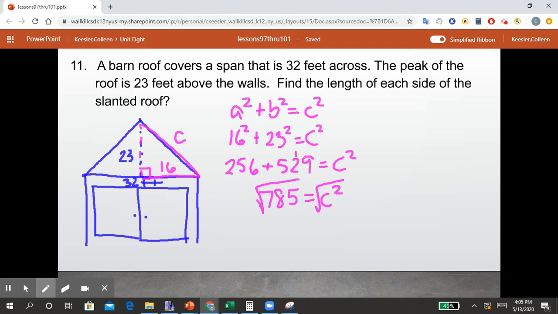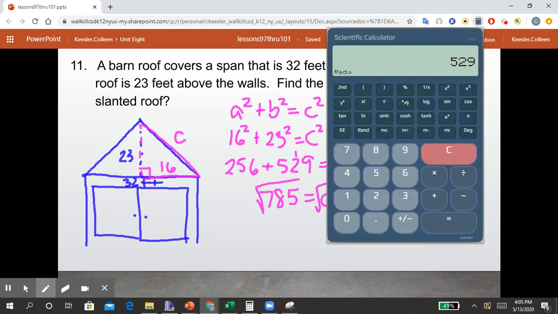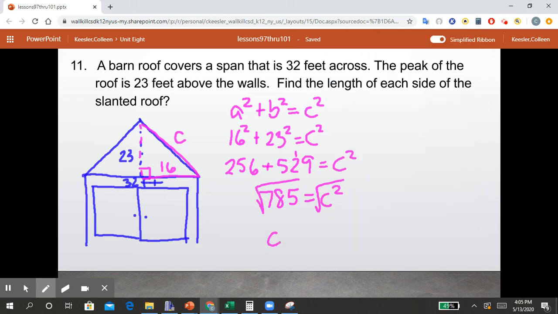Now, I'm not sure if 785 is a perfect square or not, so I'll wait to put my sign. I do the square root of 785, and I get 28.01. So we're going to round that to about 28.0. So c is approximately 28.0, and feet is our unit.